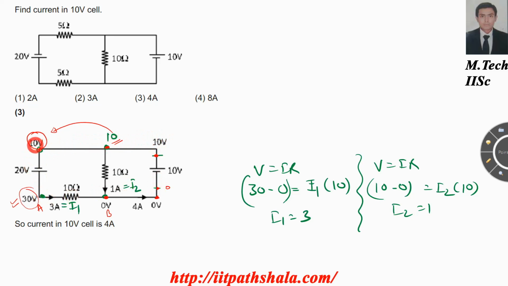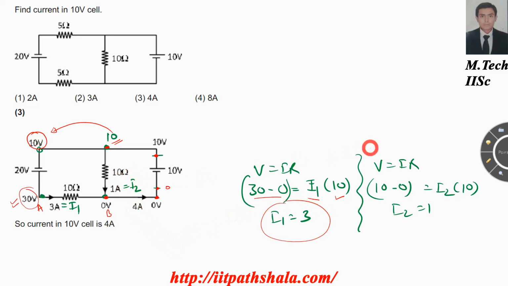Now after finding this, I am applying V equal to IR. So here, as you can see, if I have to find the value of I1, I can see that here is 30 volt, here is 0 volt. So the change in voltage is nothing but 30, equal to IR. The current flowing in this resistance, let us name it I1, and the resistance in between them is 10 ohm over here. Okay, so I have I1 equal to 3.